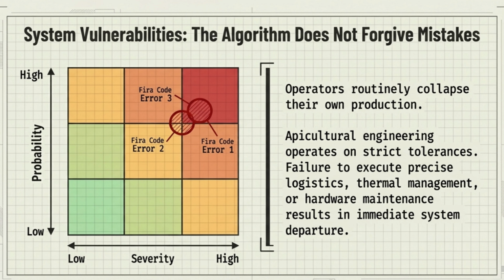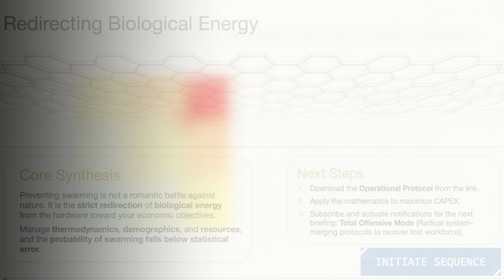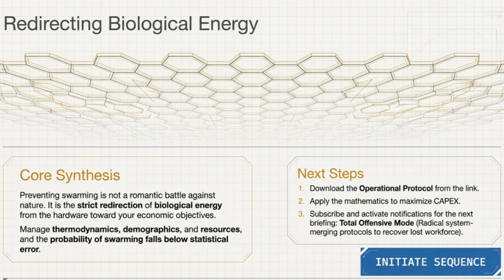Preventing swarming is not a romantic battle against nature. It is the strict redirection of biological energy from the hardware toward your economic objectives. You are the system operator. Your role is not to observe, but to intervene at the exact moment. Control space before the system reports an error. Employ the excess workforce. Monitor the parameters from the checklist. If you properly manage thermodynamics, demographics, and resources, the probability of swarming falls below statistical error, and your CAPEX during the main nectar flow reaches its maximum. With this, we close the analysis of the expansion algorithm.